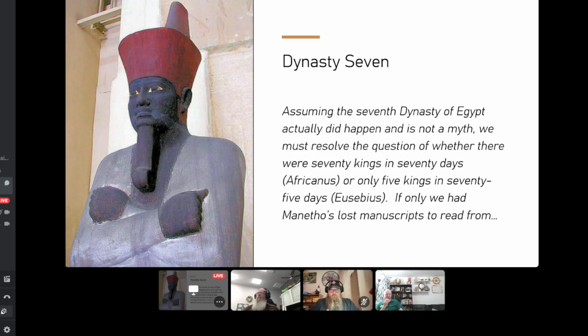We don't know a lot about these rulers. What we do know is that some of their names, well, most of their names, assuming there were very many of them, are lost entirely to history. There is, however, some hope for the seventh dynasty. A few artifacts have been found, including some scarabs that have been attributed to King Neferkarari the second, not the first, but Neferkarari the second, who was one of the recorded kings of the seventh dynasty.